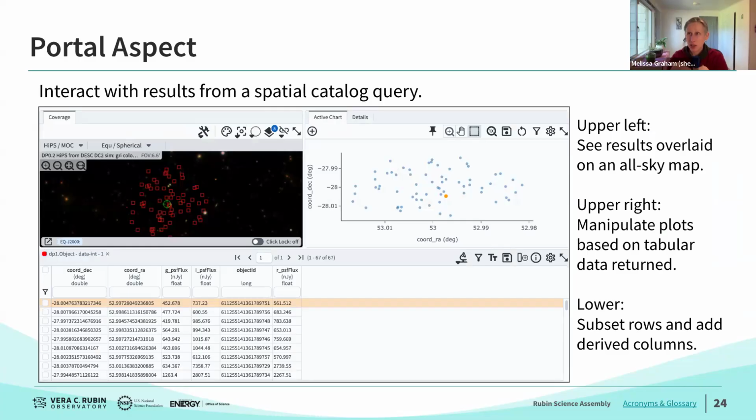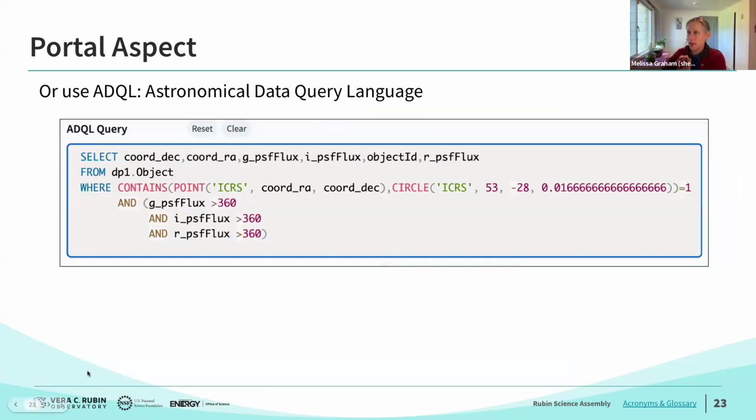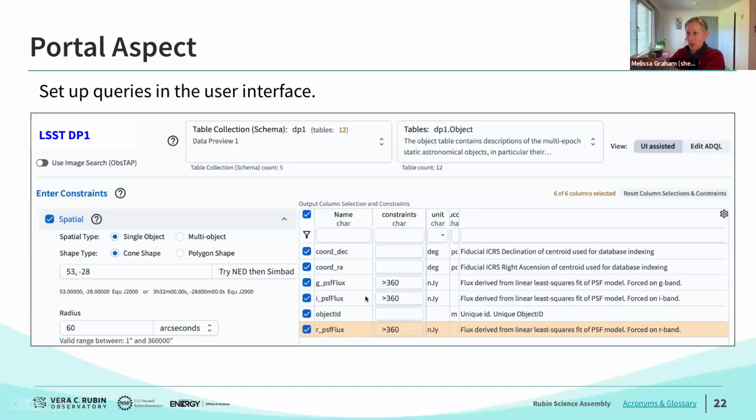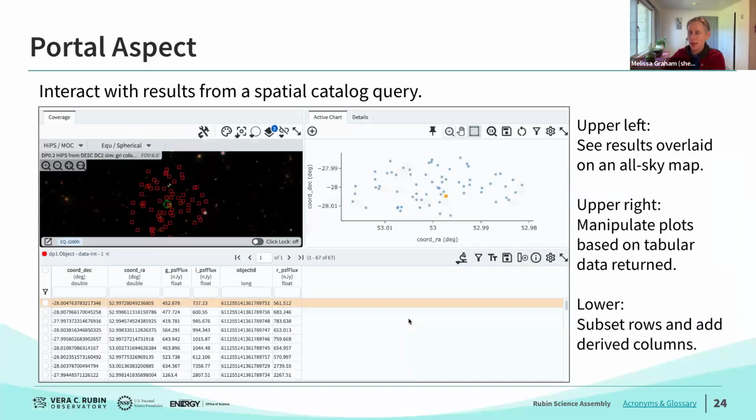When the results come back to you in the portal aspect, you have the table of results. You can see here, it's just the columns that we requested. And all the rows are only the objects in the object catalog that met the constraints that we put on the flux, for example. So you have these objects that come back to you. You have a table that you can interact with.